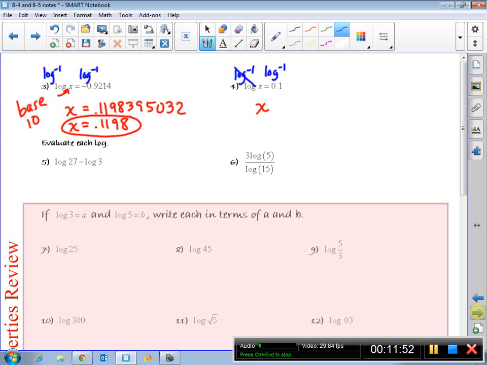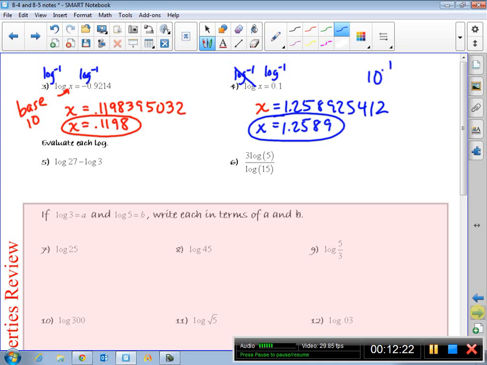And on the calculator, I get 1.258925412, and so that would be 1.2589. Again, thinking about this, I had 10 to the 0.1 equals what? And that's the same as putting in 10 to the, or hitting second log.